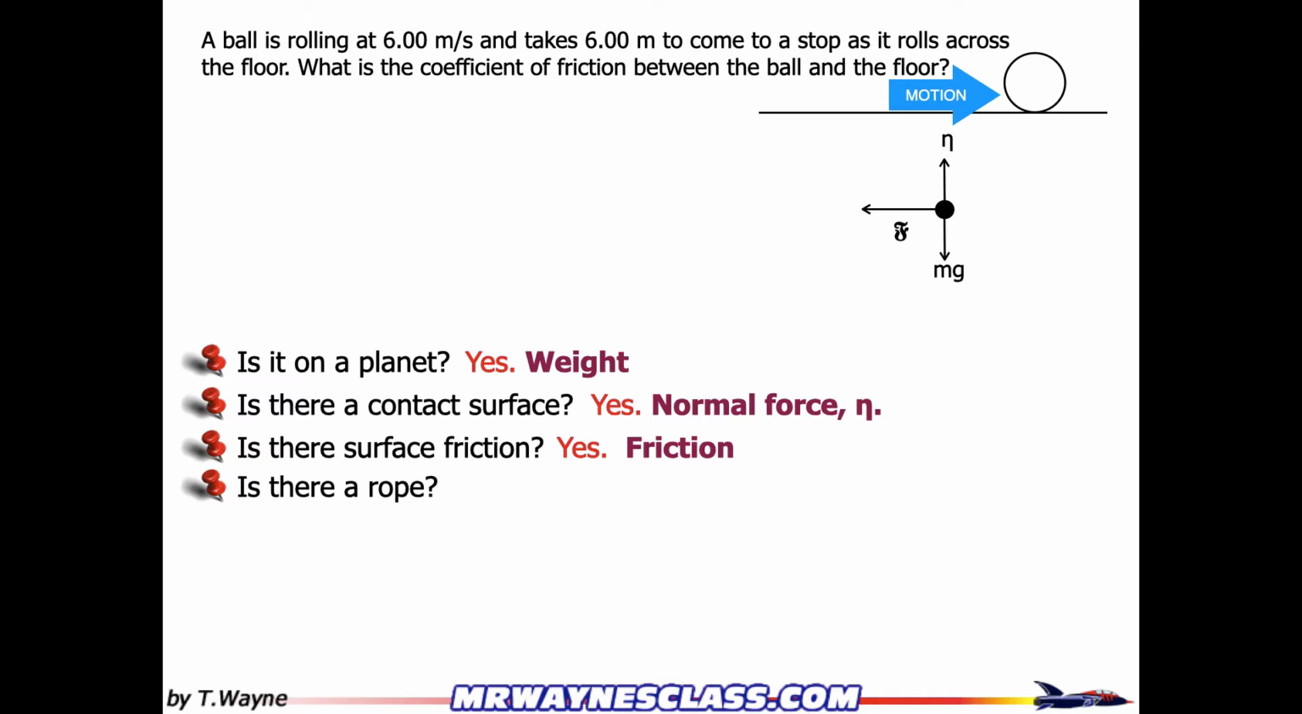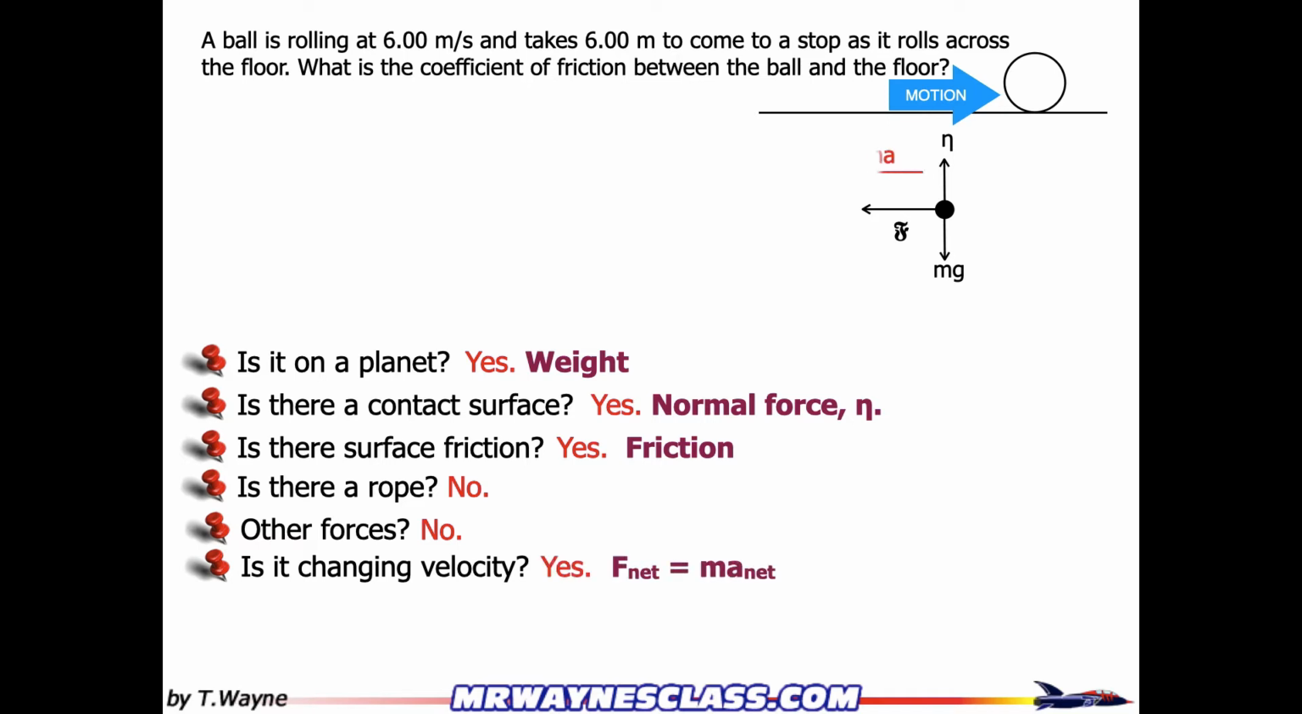Okay, our next set of questions that we know, is there a rope? Nope. So are there other forces involved? No. Great. Is it changing velocity? Yes, it's going from 6 meters per second to a stop. So since it's changing velocity, there's a net force acting on the ball. And the net force, in this case, it's got to go the same direction as friction because there's no other force on the diagram. So ma net has got to equal the friction. So there's our net force. There's our free body diagram.